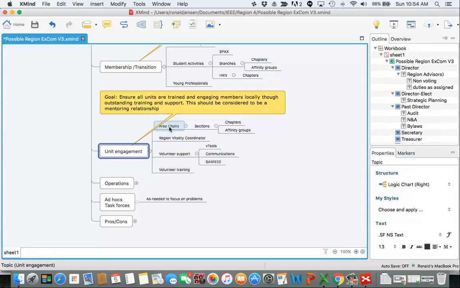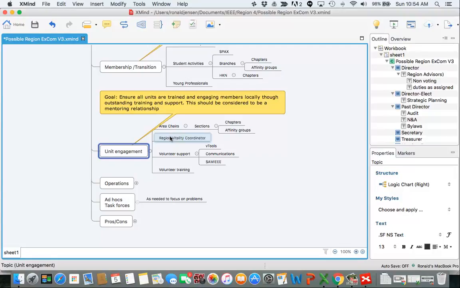Now, along with that, IEEE MGA created a position that is called the Region Vitality Coordinator. And I think the feeling was that there was not enough emphasis on making sure that our sections were remaining vital and that they were active and they were doing all the stuff that they needed to do. And so they put this position in place with the hope of giving it more emphasis.